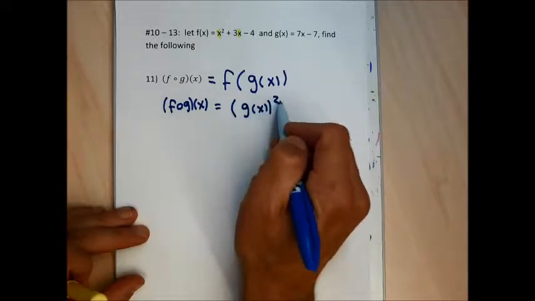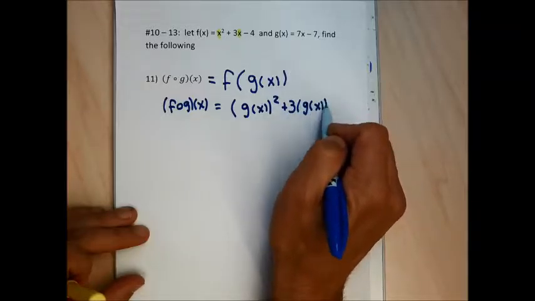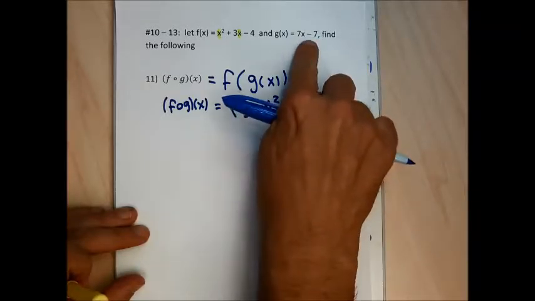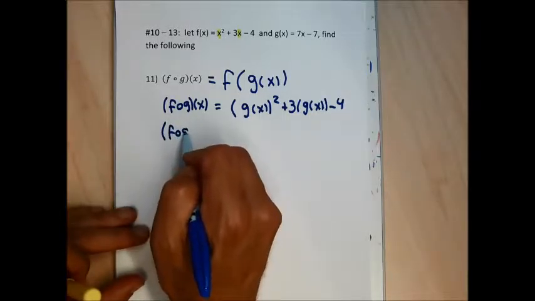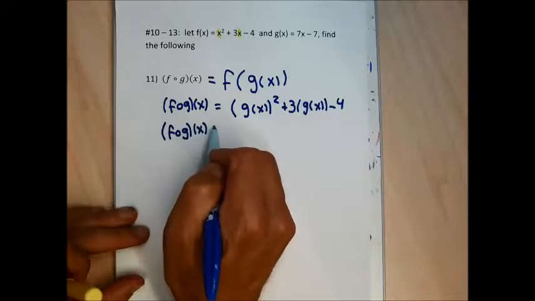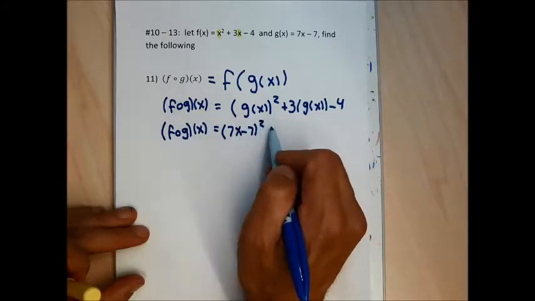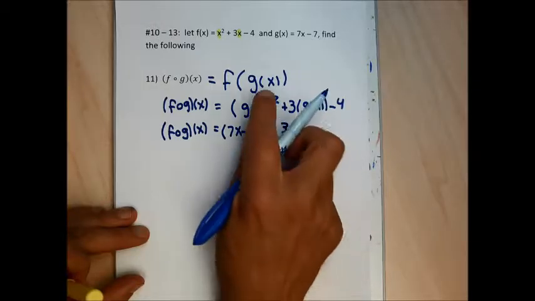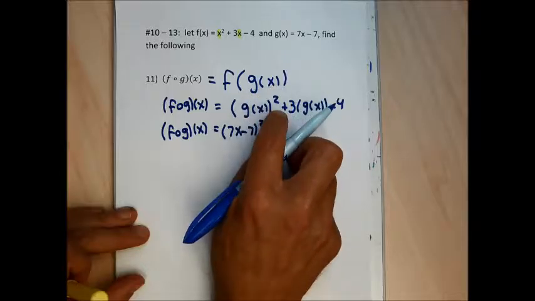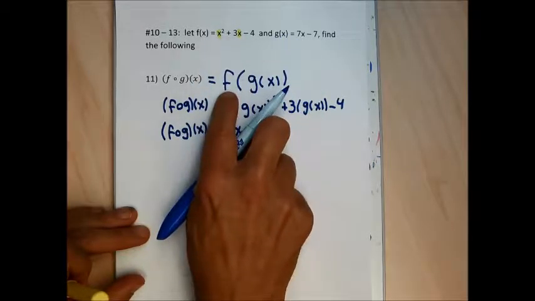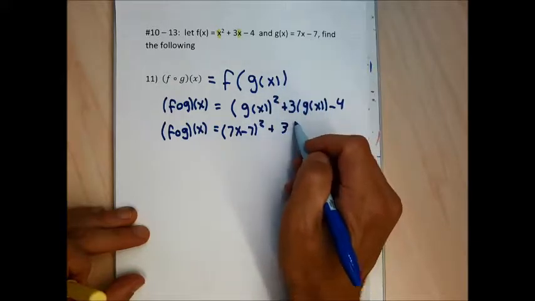g of x squared plus 3 times g of x minus 4. And now I'm going to change the g of x to 7x minus 7 and get really a horrible problem that I should make an attempt to factor at the very end, but I might not have the desire. So I wrote the problem without the composition notation, and then I figured out that that meant to change each of the x's in the f function to g of x, and now I'm replacing the g of x's with the 7x minus 7.